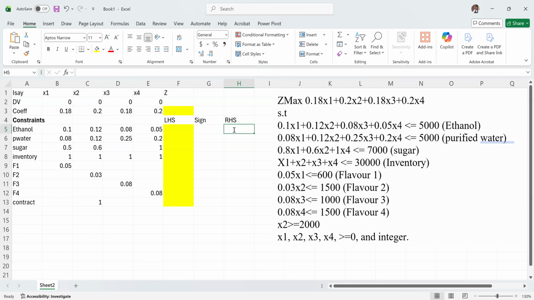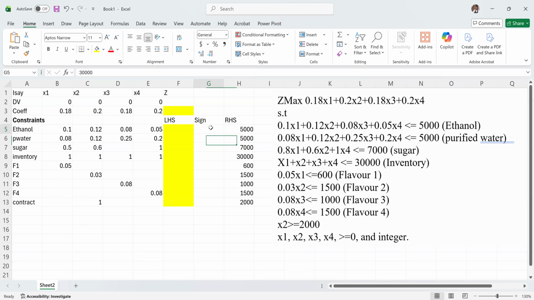The first right-hand side is 5,000. And it's the same thing for the second one, so you drag it down. The third right-hand side is 7,000, so you write 7,000. You have 30,000, so you write 30,000. The next is 600, so you write 600. The next is 1,005. You write 1,005. The next is 1,000. You write 1,000. The next is 1,005. You write 1,005. And the final one is 2,000. You write 2,000.